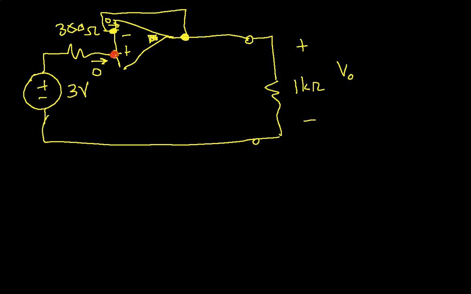I have 0 amps flowing through this resistor because there's no place for the current to flow. If I have 0 amps flowing into the op-amp, then there's 0 amps flowing through the resistor, which means that the voltage across it is also 0 volts, which means that V+, the voltage from here to my ground, is going to be 3 volts. It's the same as this source.